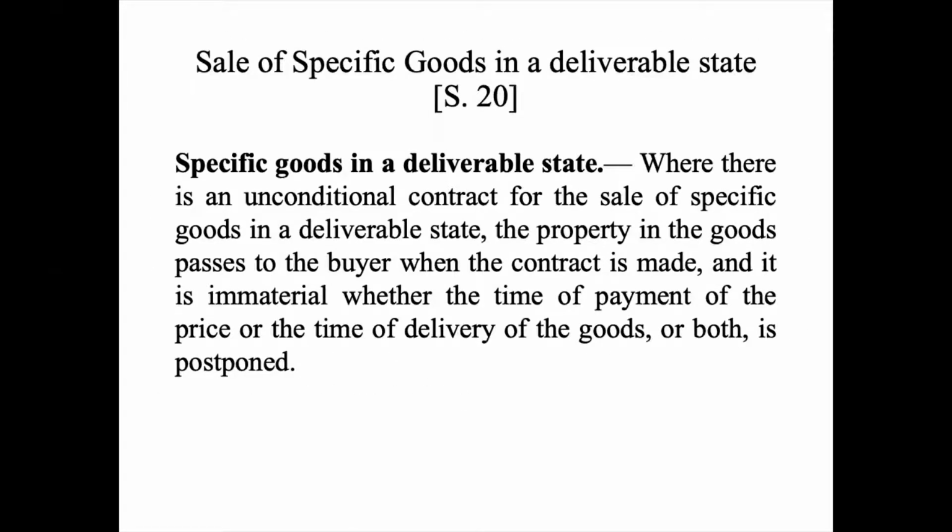Now, what is the sale of specific goods in a deliverable state? Under Section 20, where there is an unconditional contract for the sale of specific goods in a deliverable state, the property in the goods passes to the buyer when the contract is made. And it is immaterial whether the time of payment of the price, or the time of delivery of the goods, or both, is postponed.